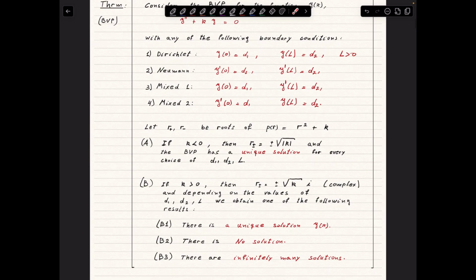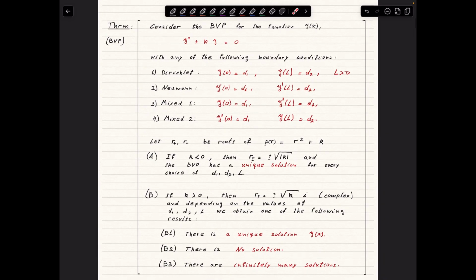But you see there are many cases. We have to prove this theorem for Dirichlet, then for Neumann, then for mixed 1, then for mixed 2, and we have two cases, this constant k negative or this constant k positive, so it's a lot of work. To save a little bit of work, we are going to focus only on this case, and we're going to prove this theorem only for Dirichlet.